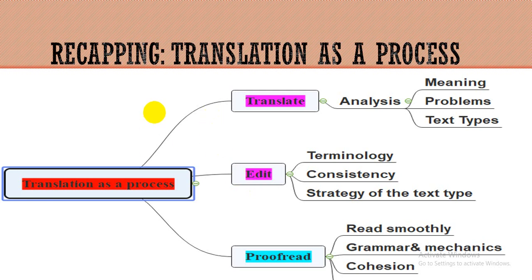So, just as a panoramic mind map for the translation process, what are the items or the sub-items involved in these three keywords? When you translate, you have to keep in mind to get the meaning, to identify the problem, and to identify the text type. And then when you go into the second stage, you have to compare your text and make sure that you have chosen the correct text type, the correct strategy of translating this text type.